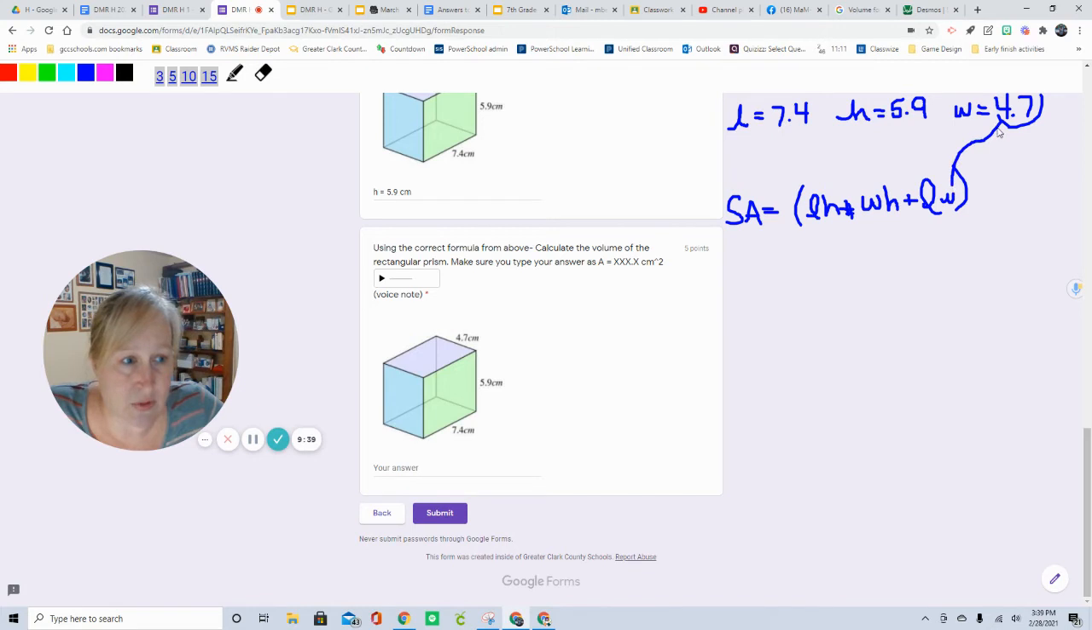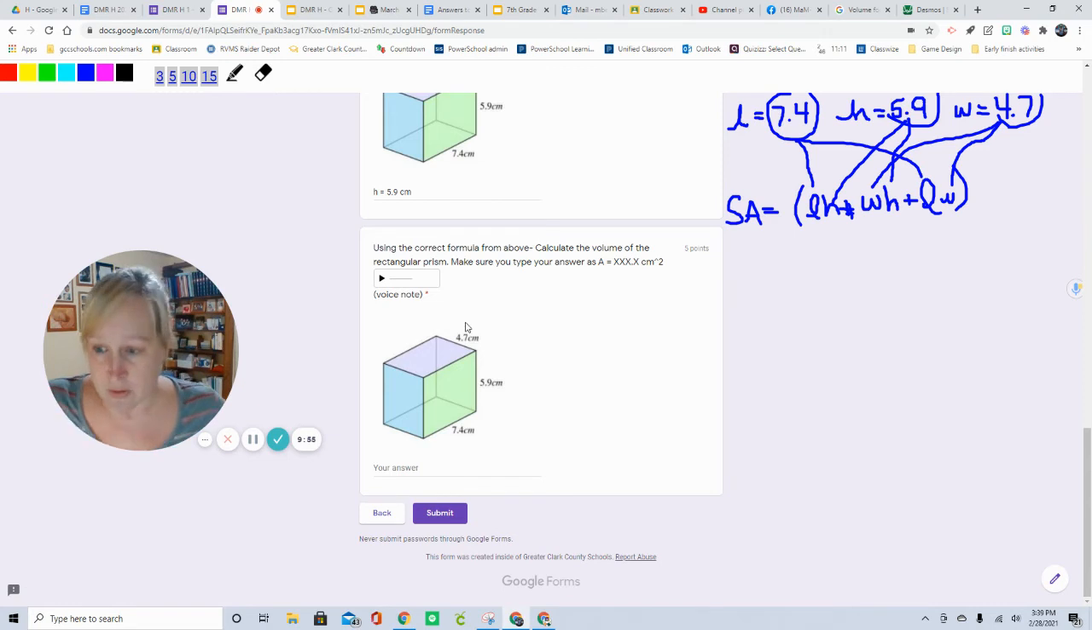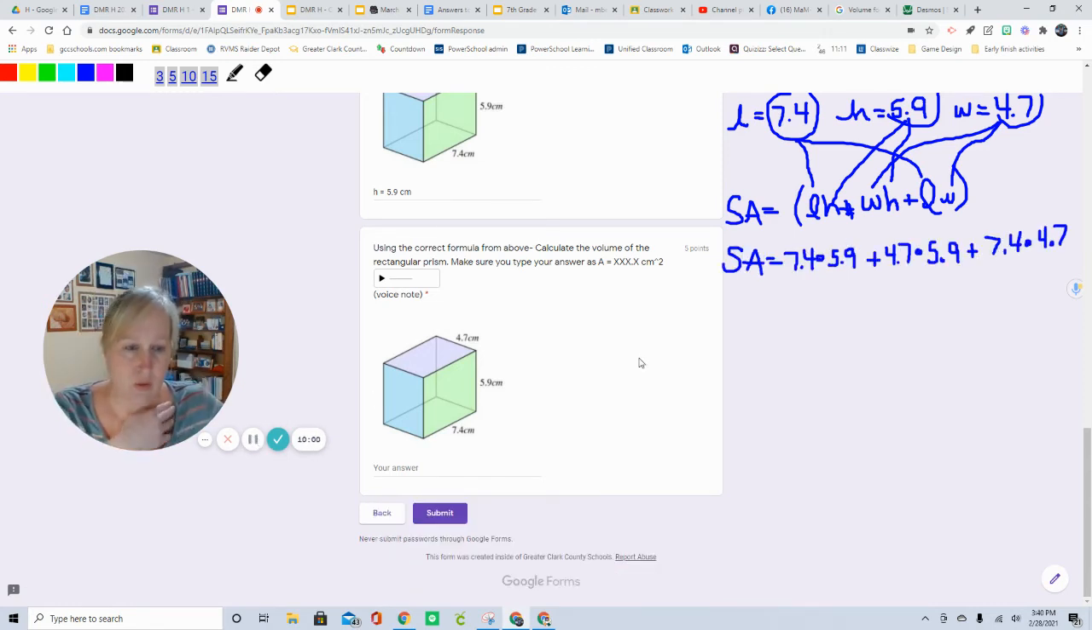Everywhere that I see a W, it's going to be substituted in. Everywhere that I see an H, I'm going to substitute it in and rewrite it. Everywhere that I see an L, it's going to be substituted in and rewritten. So I'm going to rewrite that, and you are going to write it on your desk and make sure that you're right. Okay, I have substituted all the numbers in. See, my L and my H, my W and my H, and then my L and my W.